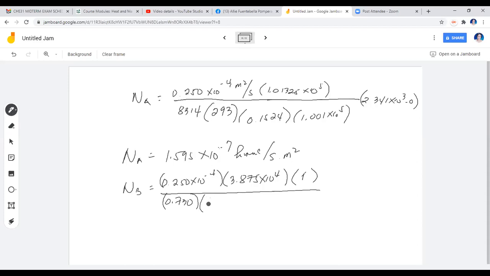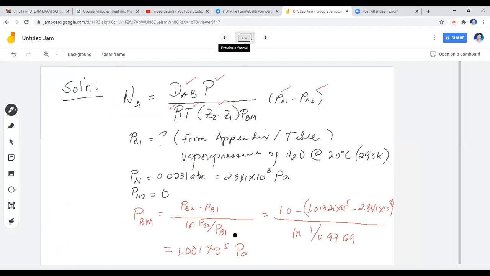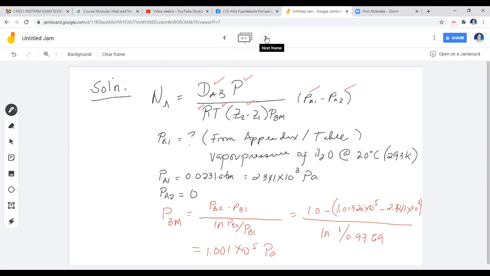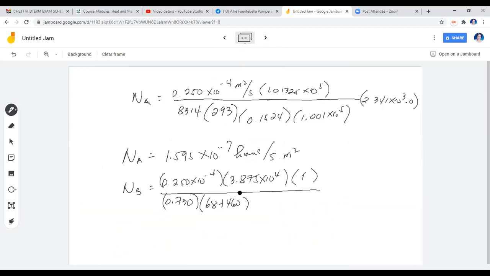This should be 68, and you add 460. So since this is English, your temperature should also be in English, and that's Rankine. The next that we need to put in here is the meters to be converted to feet. So 0.1524, 1 meter is 3.28 feet. And then what else?